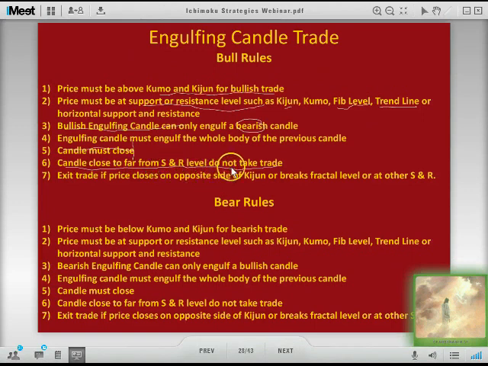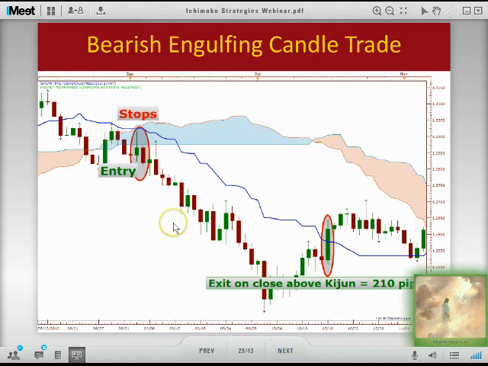You take the good trades that are near support and resistance levels that can keep you having a tighter stop loss. And then same thing, you exit the trade the same way we did everything else. From the Kijun-sen, if it goes on the other side of the Kijun-sen, a break of a fractal level, or any other support and resistance that you would like to use. And so the bearish rules are going to be the same, just reversed. And you guys could go back and look at these. So let's go over these bearish engulfing candle trades, okay?